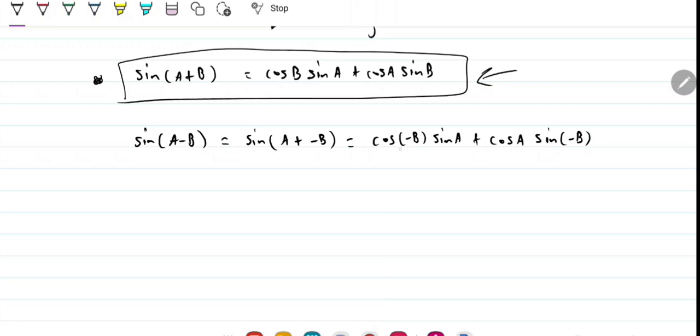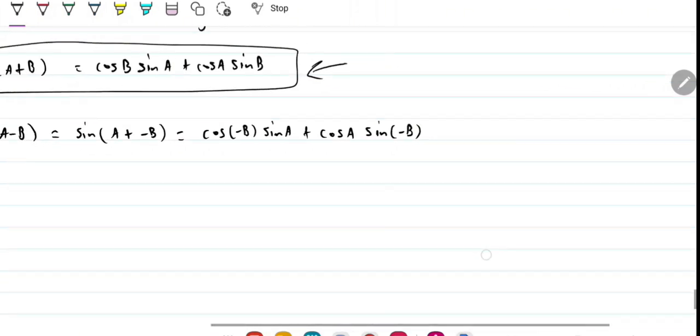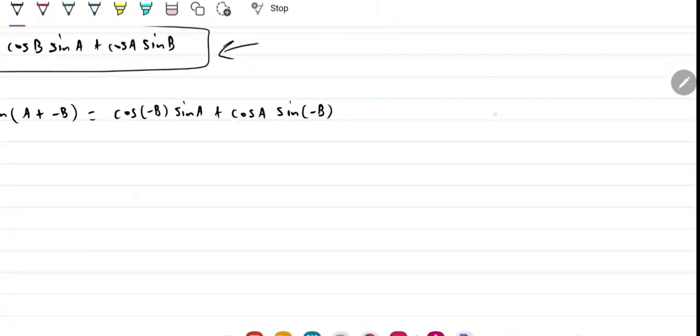Now the cos of minus B is equal to cos B, and that's because cos is what we call an even function. It means that it doesn't matter what sign the argument takes, the output will be the same. Cos is an even function. If you put cos of negative 60 in your calculator, you get a half.